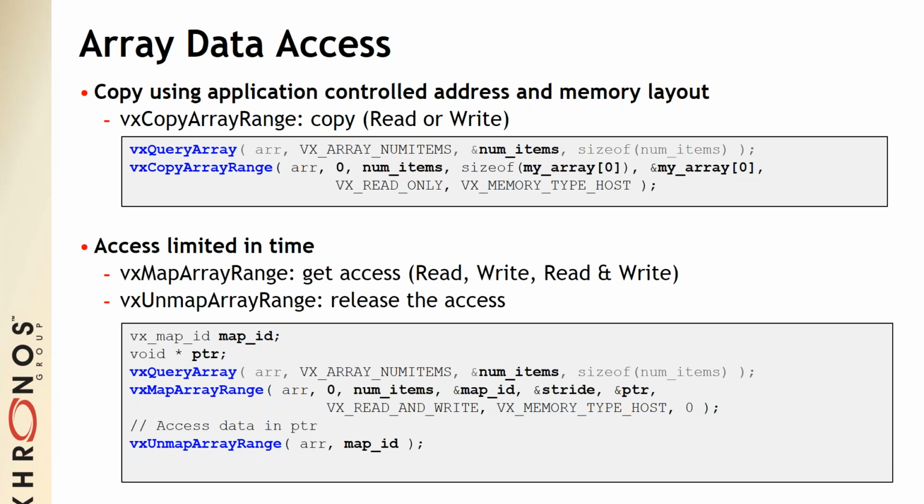Another method to access memory is by using map and unmap, very similar to OpenCL functionality. You call the map array range function and specify the range of items to access and the direction, read or write. It can be read write too. And this function returns a memory pointer, a stride, and a map ID. Now that you have a pointer and the stride, the application can do read and write or both from that array. When done, you have to make sure to call the VX unmap array range function with the map ID returned by the map call. This gives the pointer control back to the framework.